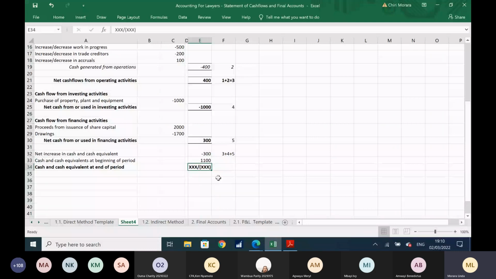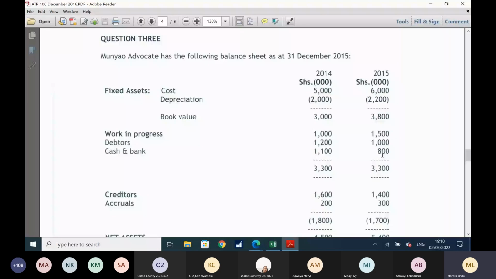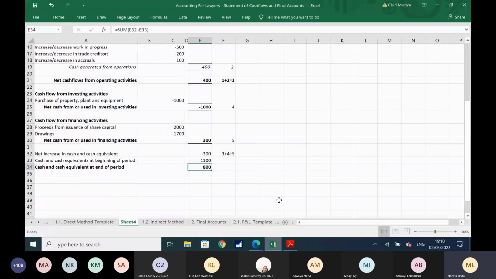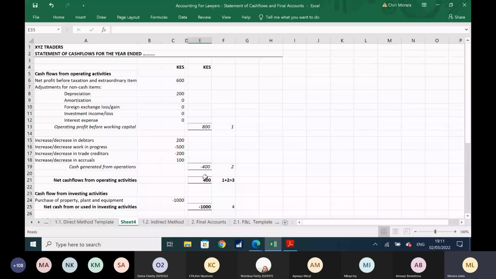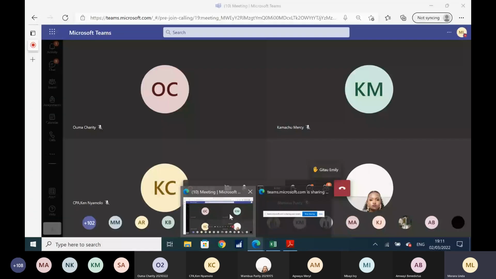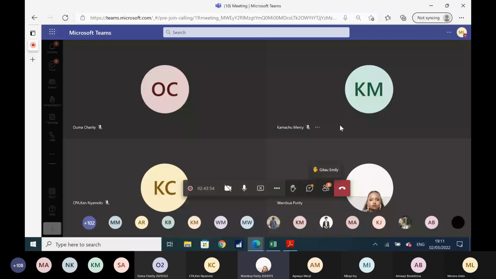So your cash and cash equivalent at the end of the period should be the net movement in the year plus what we had at the beginning of the year. You have 800, which should be how much you have at the bank at the end of the year. If it is not, then you may want to double check, but don't spend too much time on it because I think the marking scheme is on every correct entry and not the right final answer. Purity, did you get that? Sort of. Thank you. Kinda.